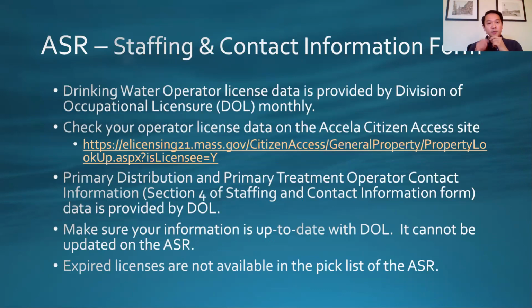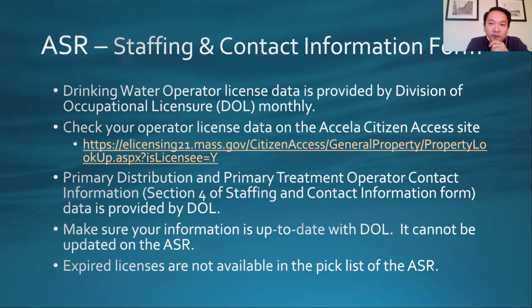So I'm going to talk a little bit about the staffing and contact information form, which we tend to get a lot of questions about. I think it's a little confusing what needs to be reported and how it needs to be reported. So the staffing and contact information, the certified operator information on that form, we get that data from the Division of Occupational Licensure.